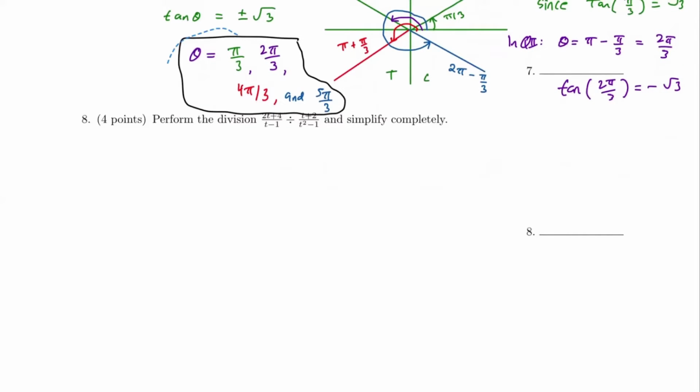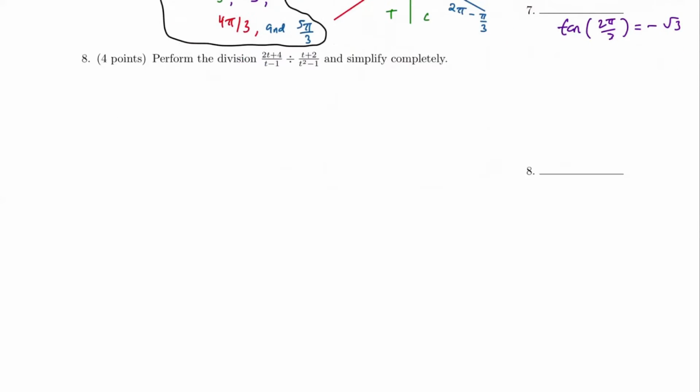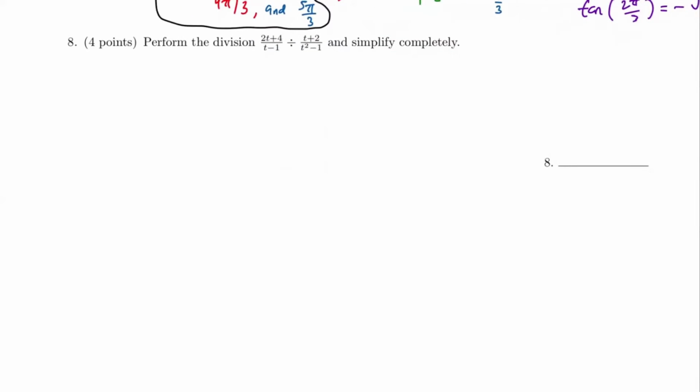So I should give myself a little room over here. Okay, here we go. For number 8, we're going to simplify this expression. So let's go ahead and factor. Now remember here we have a division between two fractions, so we're going to have to convert to a multiplication and reciprocate the second fraction. So we can write this as follows. We've got 2t plus 4 over t minus 1 times, now I need to reciprocate this fraction, so this will become t squared minus 1 over t plus 2.